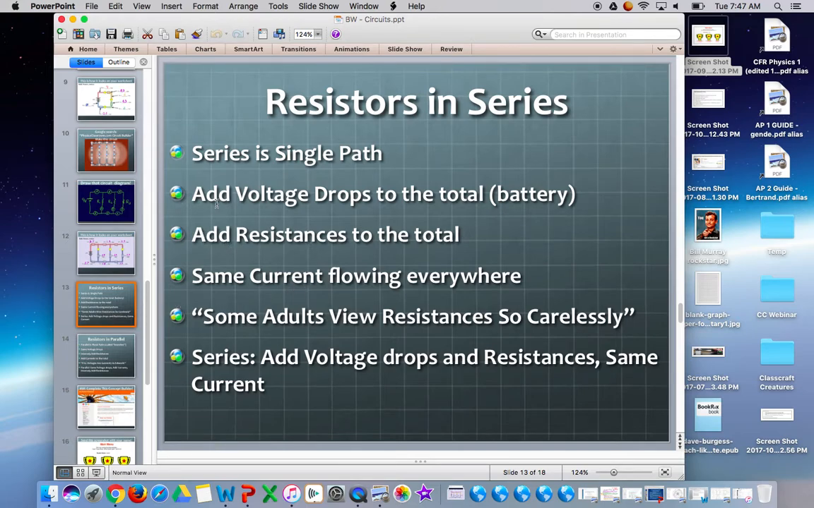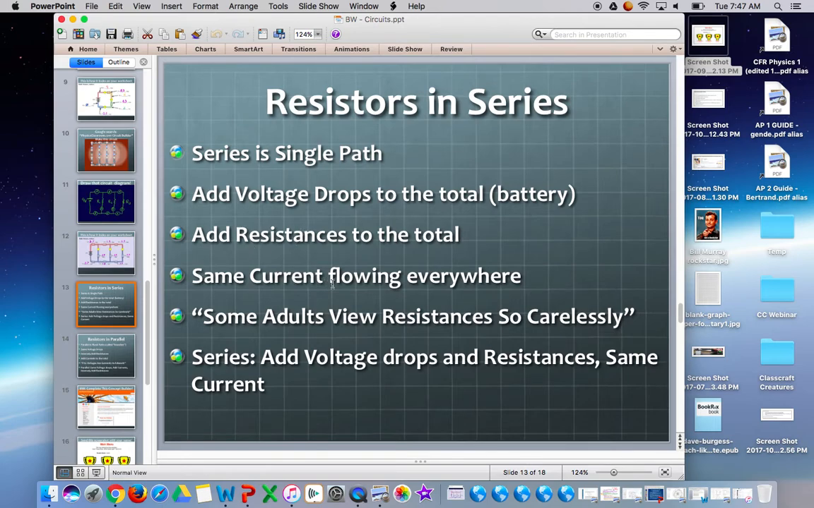All right, so the voltage drops add to the total. We saw that 3 plus 3 plus 3 adds to the 9 volts of the battery. The resistances we did not calculate because we don't know the resistance of the light bulbs yet, but they would add up. If you want to know the total resistance of the circuit, you just add all the resistances of the light bulbs.